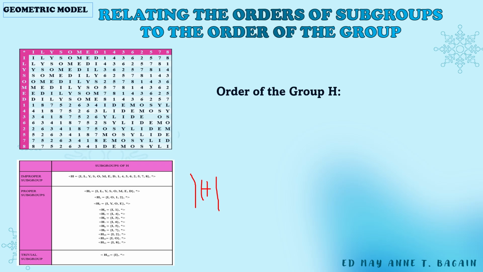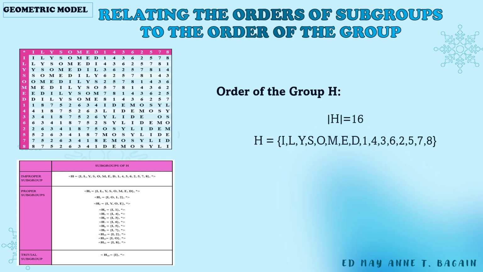Okay, so the order of the group H as provided in this project is the number of elements in the group. So how many is this? We have here the order of H is equal to 16. And the group H has the elements ILYSOMED 14362578.